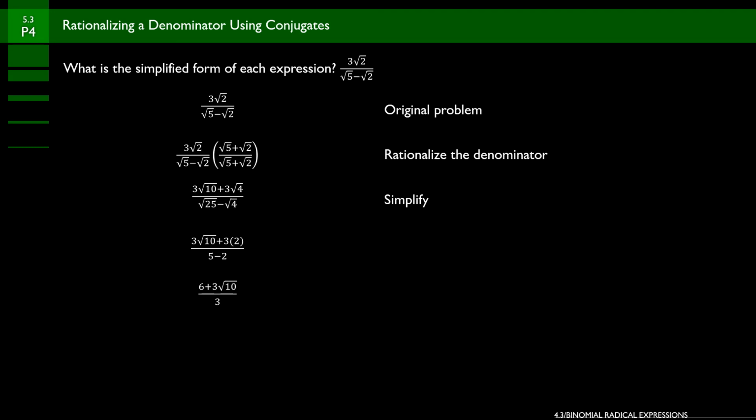And then what we can do, remember that we can think of this as two separate fractions. We can write it as a single fraction, which it is on here, 6 plus 3 square root of 10 over 3, or we can write it as two separate fractions, which would be 6 over 3 plus 3 square root of 10 over 3. That tells us that we can cancel out, or reduce, anything in the numerator with that denominator. So 6 divided by 3 is 2, 3 divided by 3 is 1, so we're left with 2 plus the square root of 10.